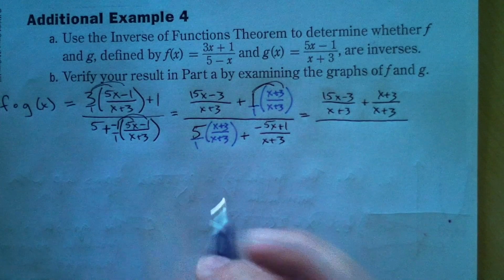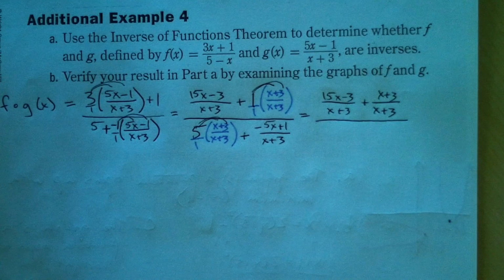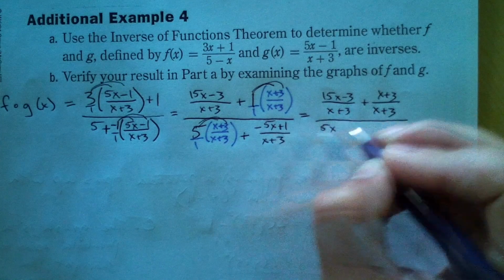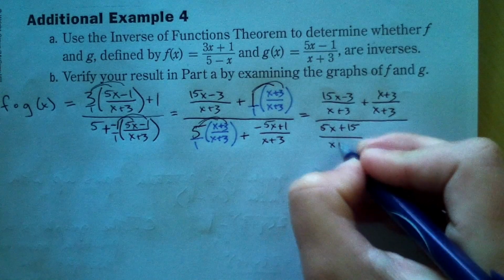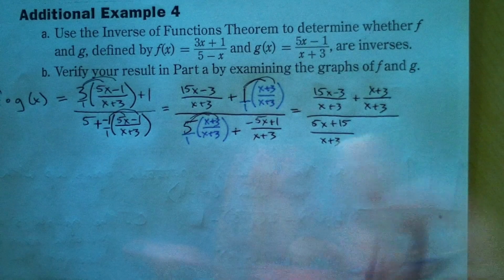So then from there, since bottoms are the same, we can put it all as 1 over x plus 3. And then here, if we combine this stuff together, if we put the 15x plus the x together, that would give us 16x. And then the negative 3 and the positive 3 would cancel each other out, so the top would just be 16x there.